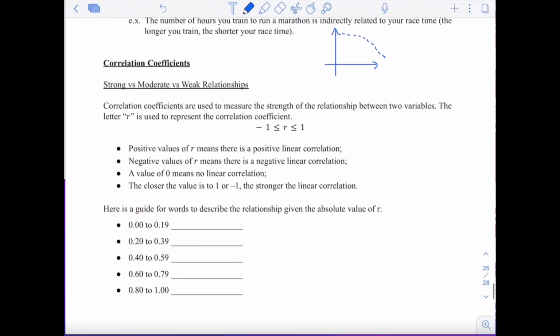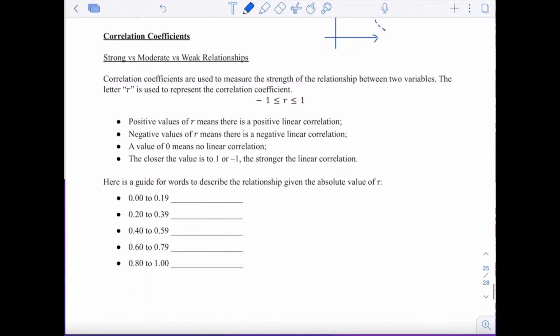Okay, so what are correlation coefficients? Well, really simply put, this is a number used to describe a relationship and its strength between the two variables. For whatever reason, we use the letter R to represent this. That's not important, but what is important is knowing that R has a value anywhere between -1 and 1. So -1, all the numbers between there, and 1 will represent a correlation.